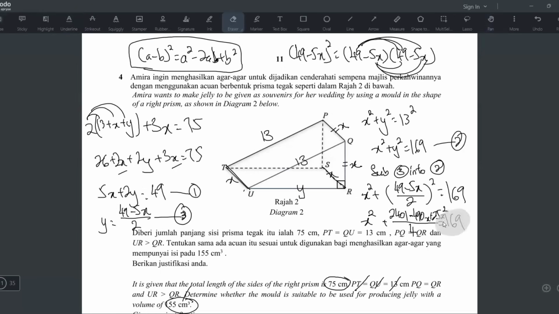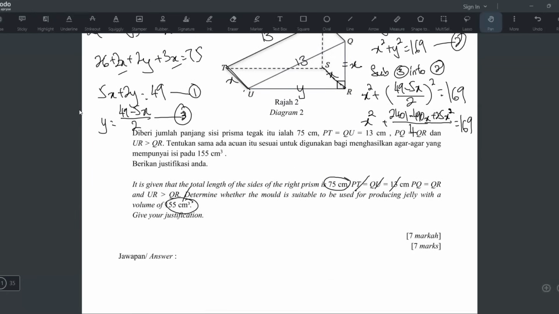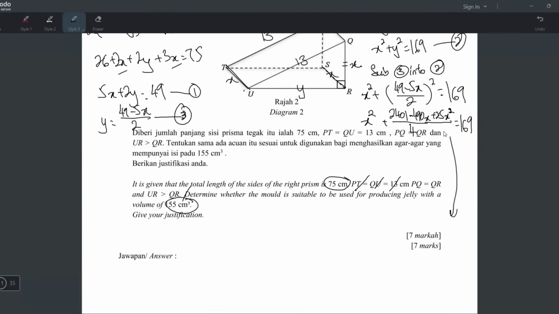Okay, let me write nicely for you. So dia akan jadi 2401 minus 490x tambah dengan 25x square and then equals 169, like that. Ini baru cara betul untuk kembang. Okay, sekarang how to cari x. Alright, ada fraction. So bila ada fraction, mesti you akan try to hilangkan fraction. How to hilangkan? Everything times 4. Because when you take everything times 4, the 4 here, fraction tu hilang lah.